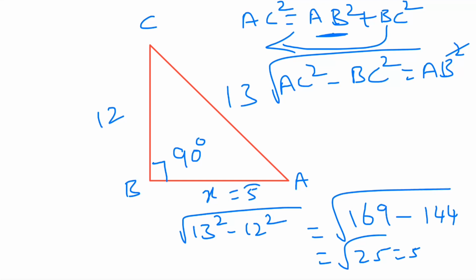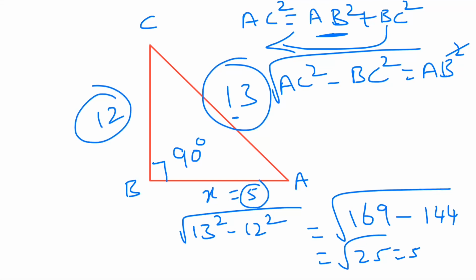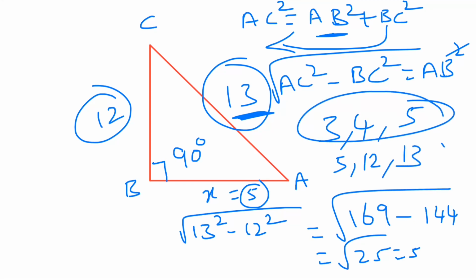Now we got 5, 12 and 13. See, in this also 13 is the greatest one. So the hypotenuse is the largest side of the triangle. And these, 3, 4, 5 and 5, 12, 13, are called Pythagoras triads or Pythagoras triplets.